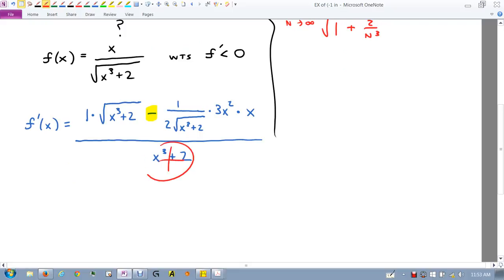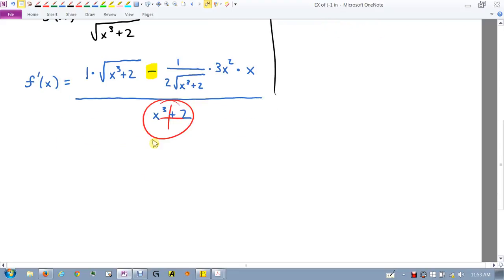This is a positive number, isn't it? So that's not going to affect the sign. If the top's negative, it's going to stay negative. If the top's positive, it's going to stay positive. So let's look at the top. Try and come to grips with this. Just the top.